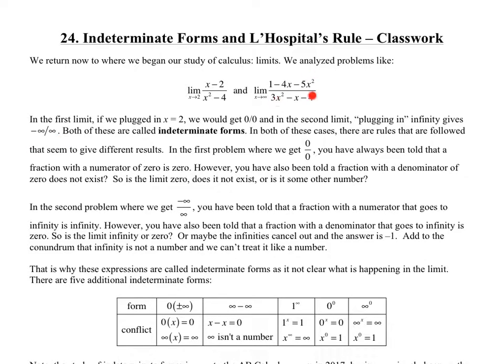Even though we know what the answer to this one is, let's pretend we don't for a second. If you do plug in infinity, you end up with negative infinity over infinity. Both of these forms, 0 over 0 and negative infinity over infinity, are called indeterminate forms. The issue with them is that it's not clear what is happening in the limit. It's not quite clear what is happening to y as x is approaching some number.